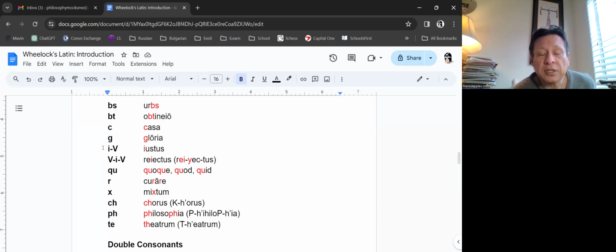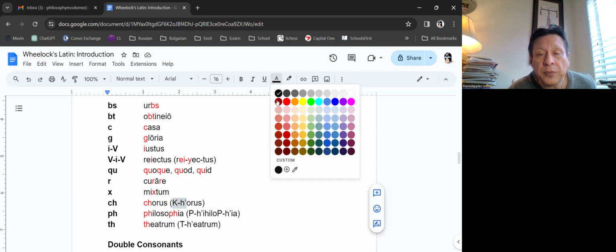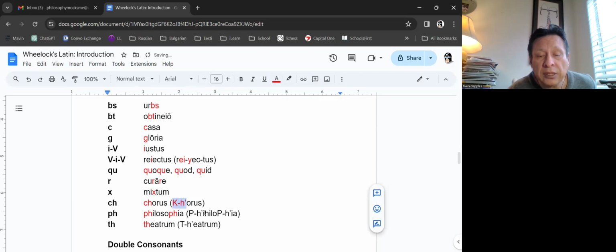The C and the H, and the P and the H, and the T and the H have an aspirated H. So think of it as kh, the C and the H. Think of the PH as pah, and the T and the H as tah, which I've tried to symbolize or annotate with this way of doing it. This is my own, not Wheelock's, not anybody's. This is just my way of showing how it should be read.